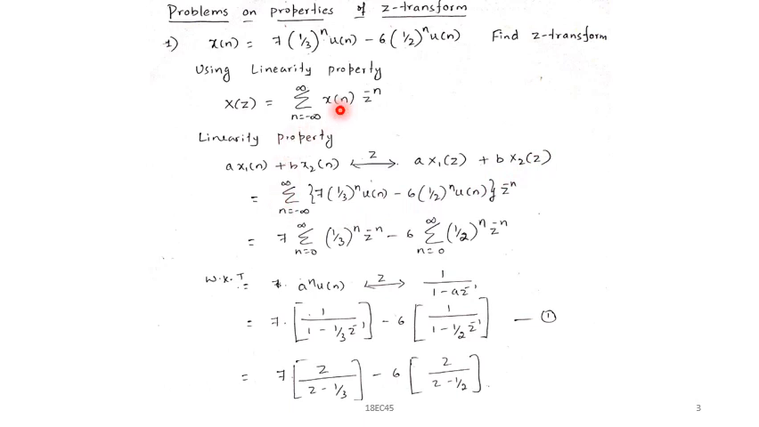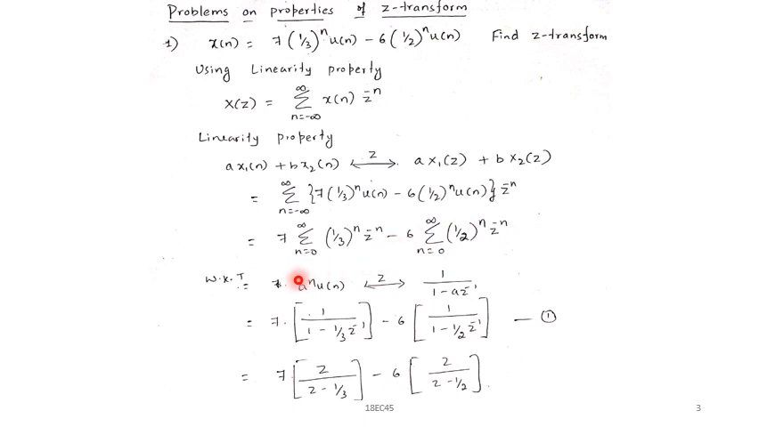Now I'll substitute x of n in this equation, the summation of n from minus infinity to plus infinity, 7 into 1 by 3 to the power n u of n minus 6 into 1 by 2 to the power n u of n, into z to the power minus n. This is a constant term, I'll take it outside. And because of this u of n, this is a right sided sequence, so I'll write the limit as 0 to infinity: 7 into summation of 1 by 3 to the power n z to the power minus n, minus 6 into summation over n equal to 0 to infinity of 1 by 2 to the power n z to the power minus n.